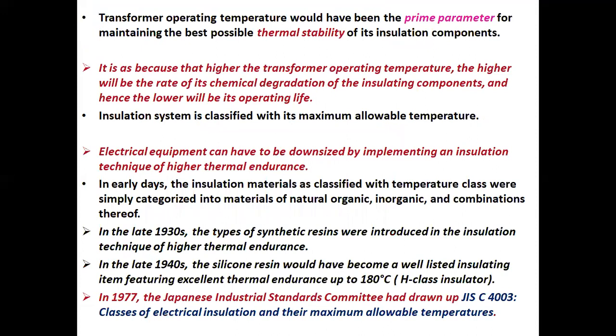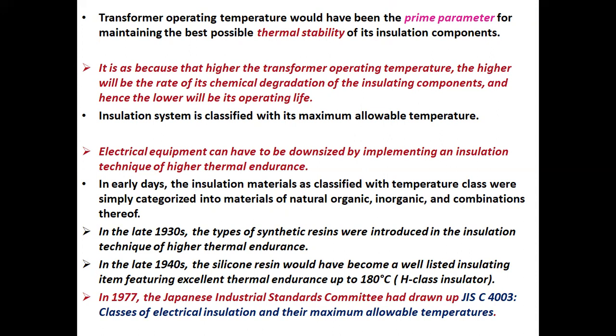Transformer operating temperature is the prime parameter for maintaining the best possible thermal stability of its insulation components. This is because the higher the transformer operating temperature, the higher the rate of chemical degradation of the insulating components, and hence the lower its operating life. An insulation system is classified by its maximum allowable temperature. Electrical equipment can be downsized by implementing an insulation technique of higher thermal endurance.